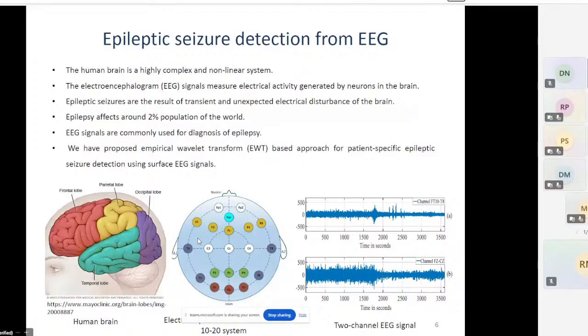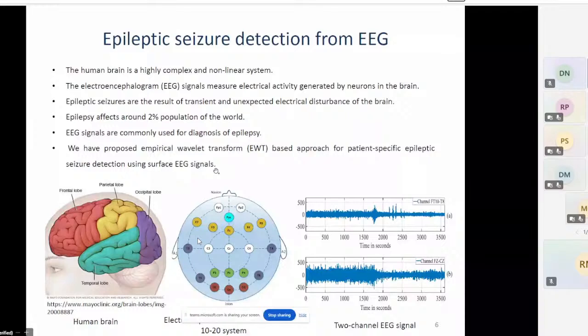So it is a very serious disease, and epilepsy affects around 2% of the world's population. EEG signals are commonly used for the diagnosis of epilepsy. So we have proposed an empirical wavelet transform based approach for patient-specific epilepsy seizure detection using surface EEG signals.